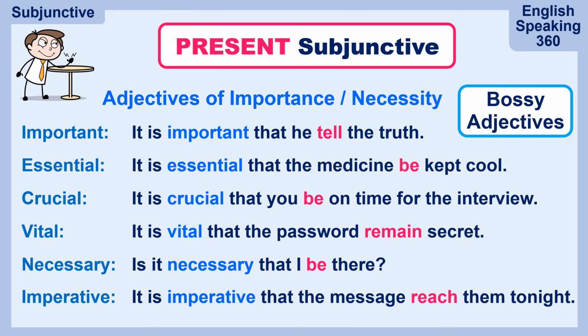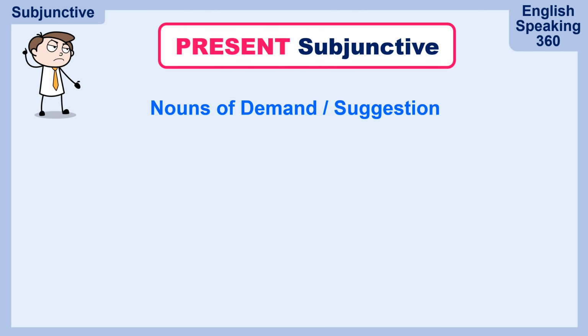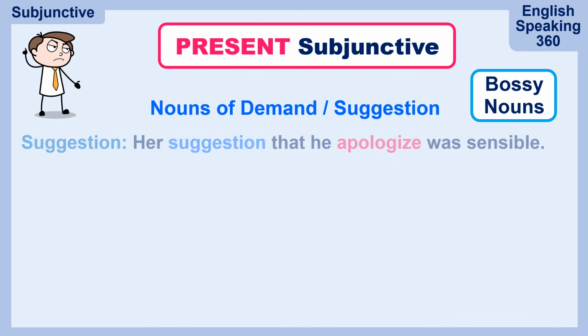Once again, here you see all of them require the present subjunctive. There is no S, there is no ED, there is no ING. It is only the base form of the verb. We also have nouns of demand, nouns of suggestion. These nouns are bossy nouns.